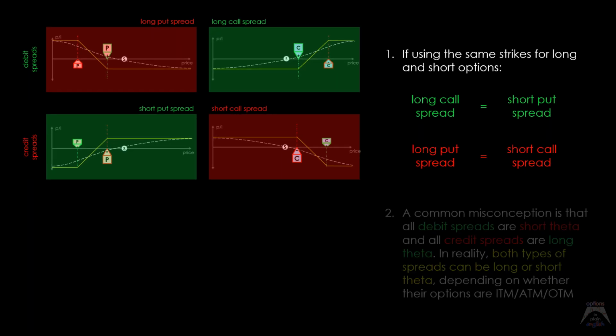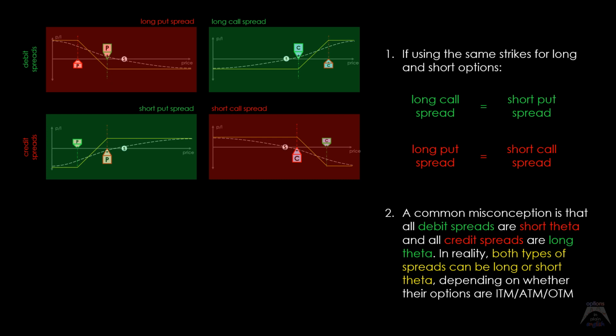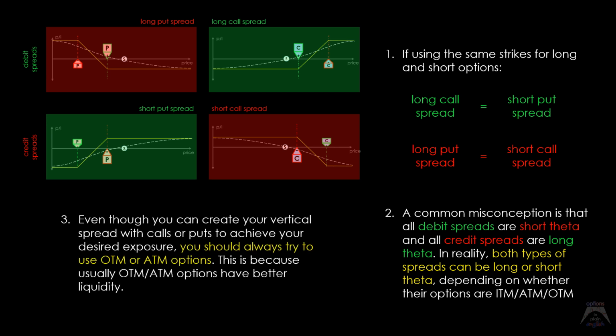Also, a common misconception is that all debit spreads are short theta and all credit spreads are long theta. In reality, both types of spreads can be long or short theta, depending on whether their options are in the money, at the money, or out of the money. Finally, even though you can create your vertical spreads with calls or puts to achieve your desired exposure, you should always try to use out of the money or at the money options. This is because usually out of the money or at the money options have much better liquidity.